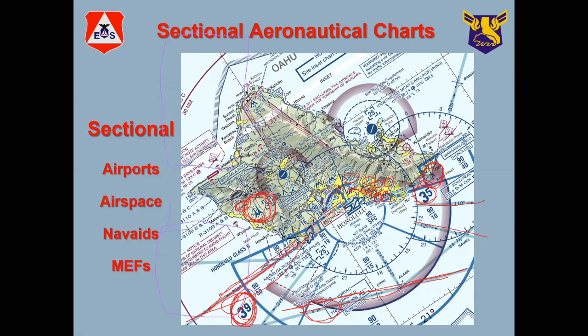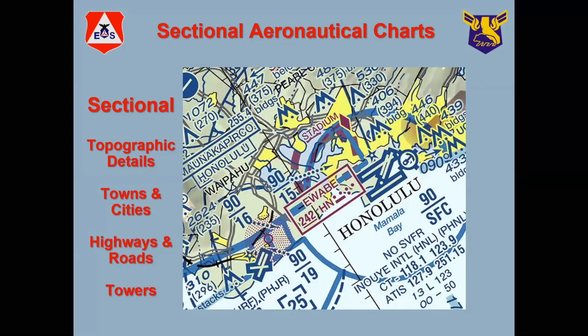There's so many different things that you have to know about sectional charts. But by looking at the legend, you can quickly decode everything. It tells you how to decode, for instance, what this is. That means it's a parachute area. What this symbol means, glider operations, parachutes. And then you've got all kinds of different things like alert areas, restricted areas, etc. So I've blown up the section just over Honolulu Airport.